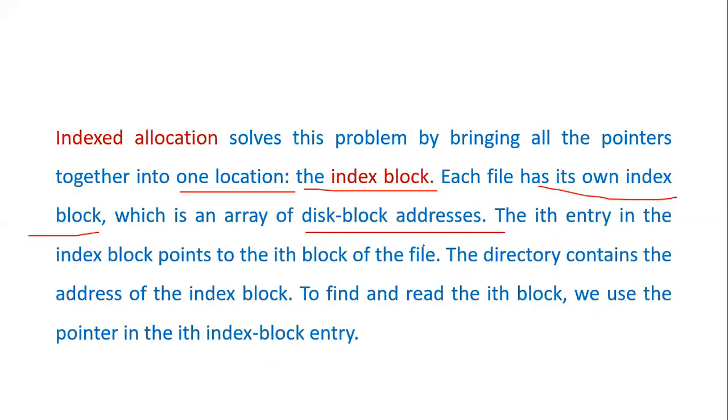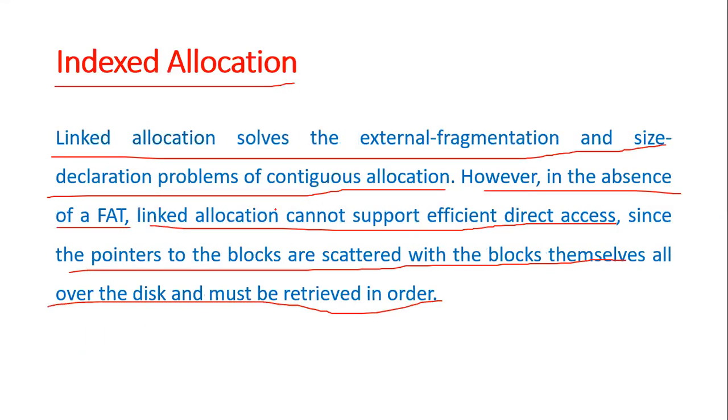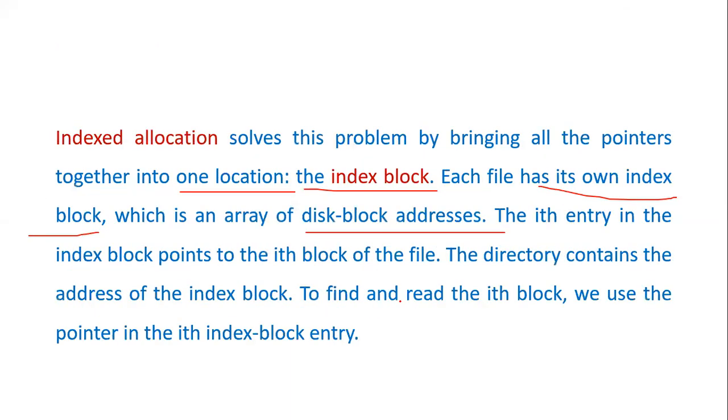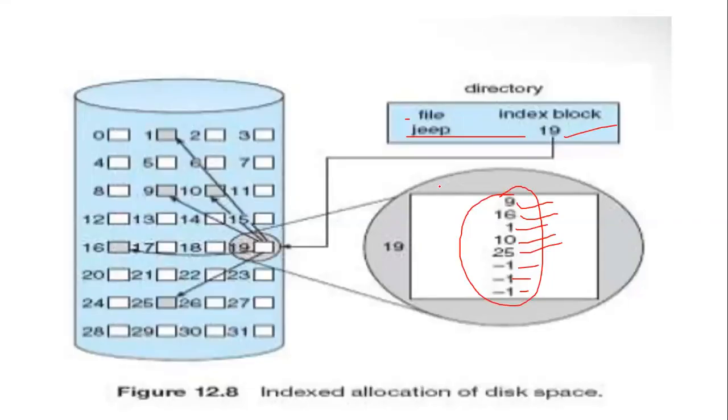You just see here what initially they said: the pointers scattered all over the disk must be retrieved in order. Indexed allocation solves this problem by bringing all the pointers together into one location. That one location is the index block. So this is the index block, that is 19.